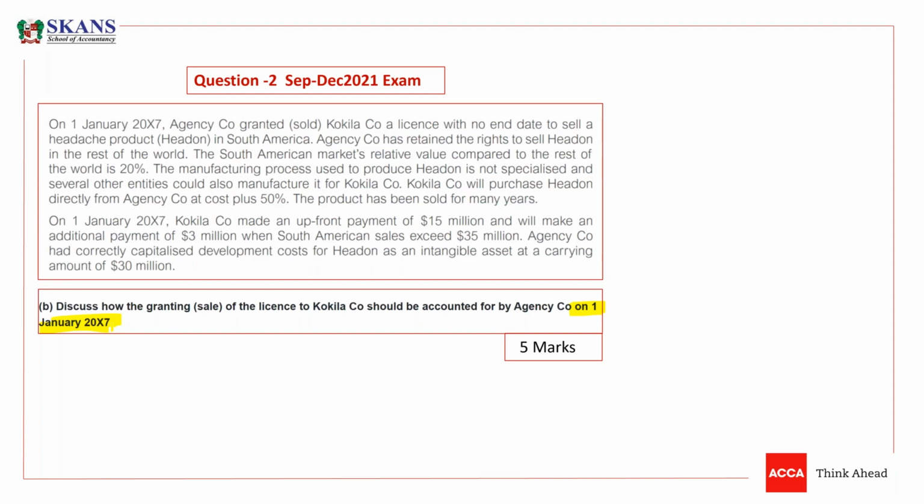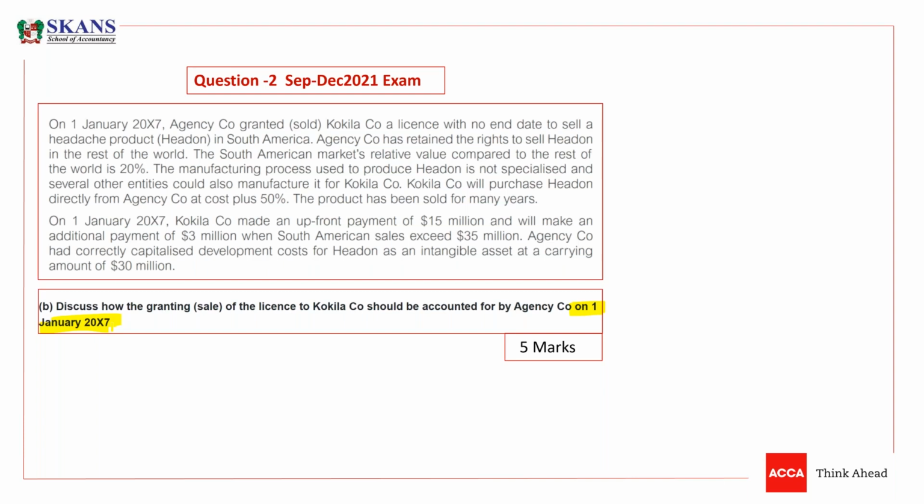So we have given the license. The South American market's relative value compared to the rest of the world is 20%. So it means I'm selling a license. License is my non-current asset, an intangible asset. I'm selling my intangible asset, and the portion that I'm selling is actually 20%.